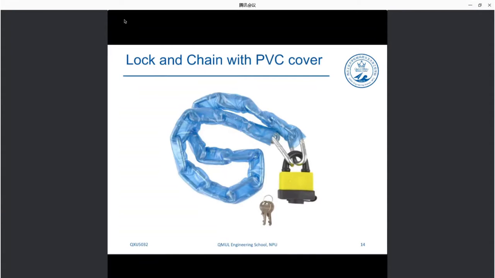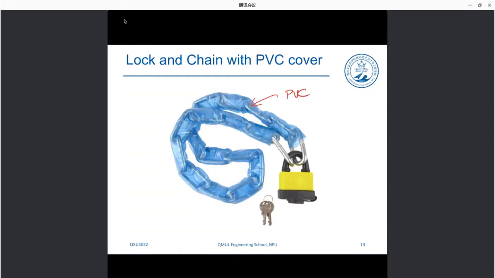And an example is this lock and chain with a PVC cover, and this blue thing here is a PVC cover, okay? And this essentially was my own personal lock and chain, which I grew up with when I was going to school. I grew up in a mountain region, and it was very cold in winter. And when I was locking my bike, I used to hate this lock and chain.